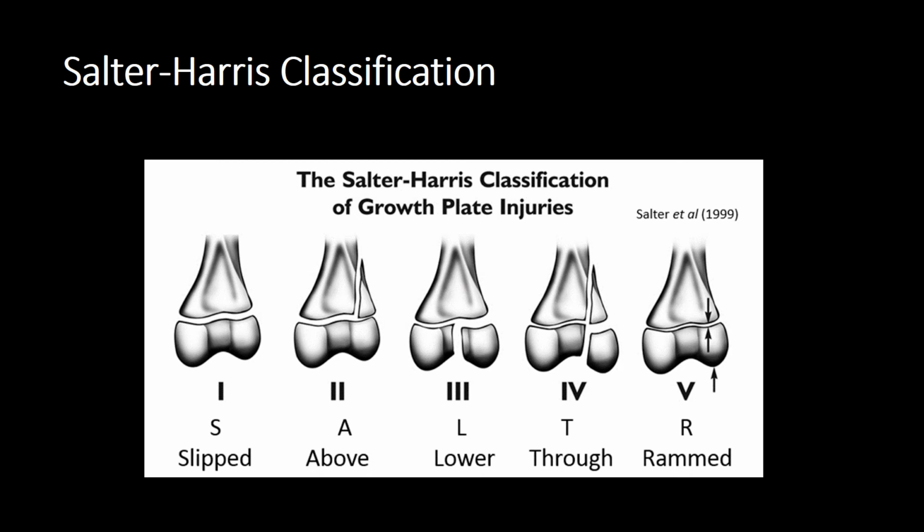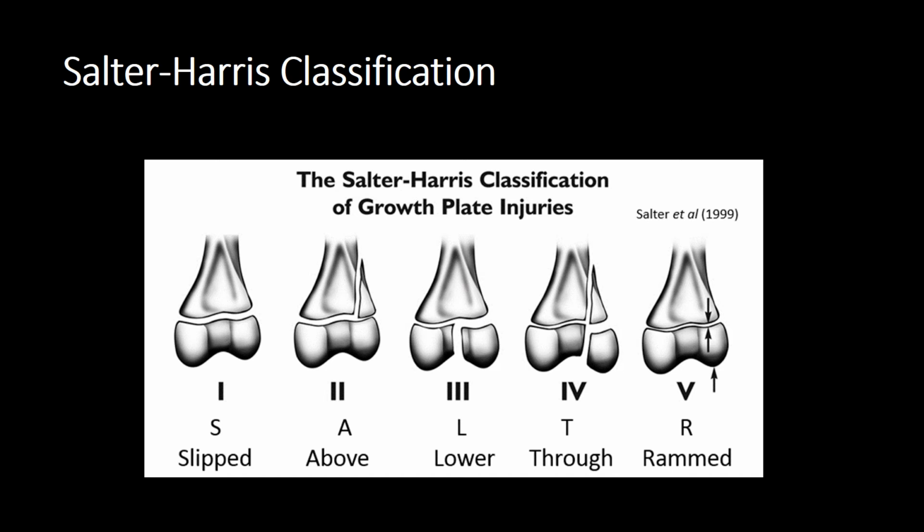So Salter-Harris 3 is a fracture through the epiphysis, and remember that the fracture extends from the epiphysis to the physis to become Salter-Harris 3. Salter-Harris 4 goes through the metaphysis, through the physis and out through the epiphysis. That's the Salter-Harris 4. And finally for Salter-Harris 5, this is rammed. So this is when the metaphysis and the epiphysis crush together and basically ram or crush the physis.